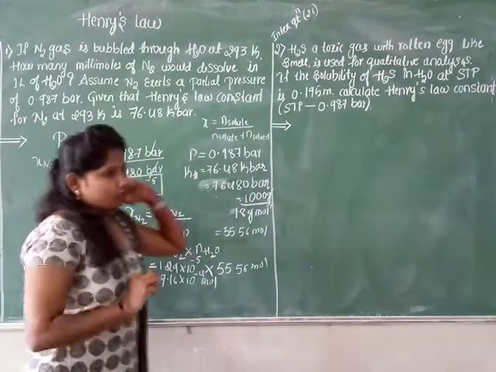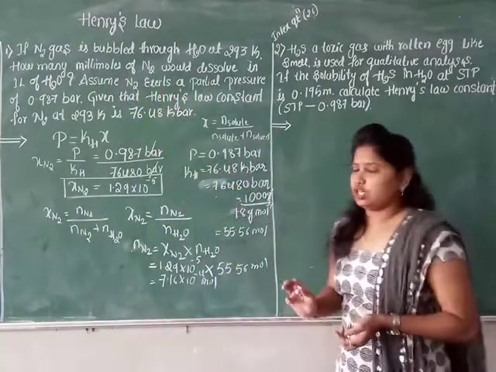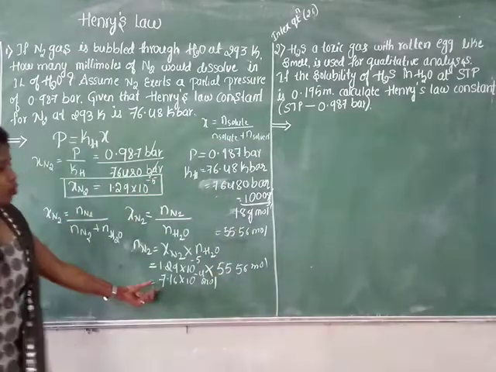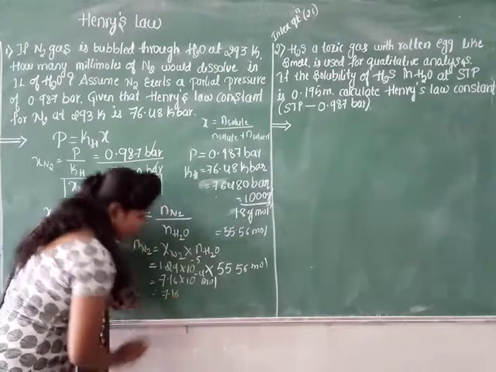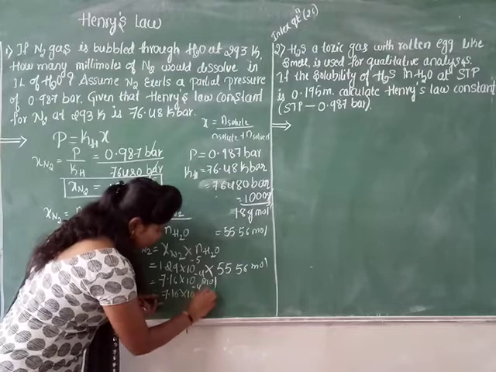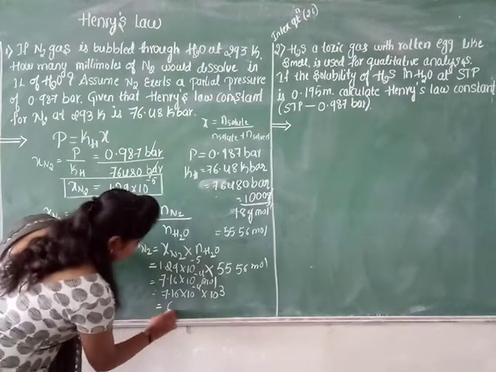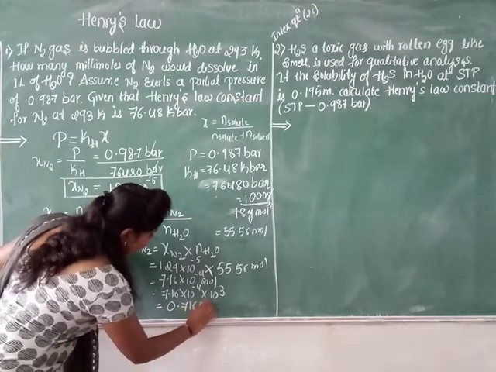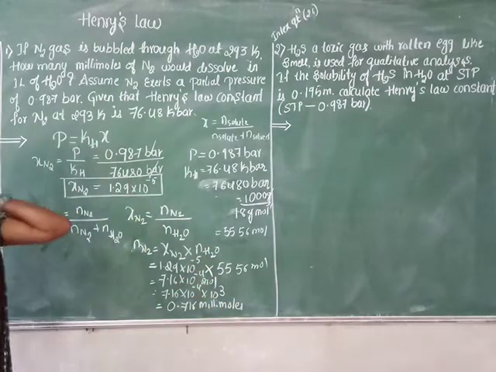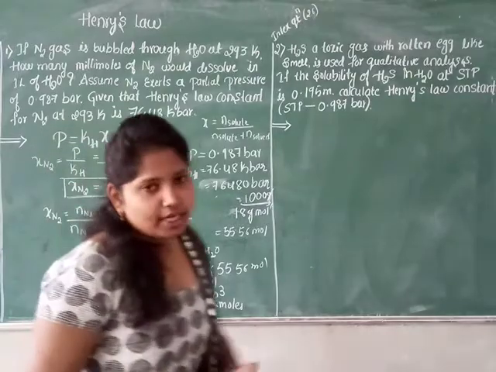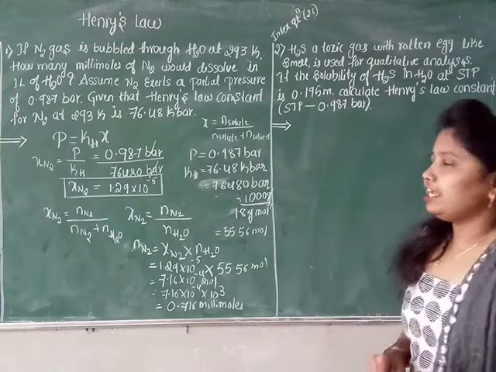But in the question, what have they given? They have asked us to calculate the number of millimoles of nitrogen gas. Now I would like to convert these moles into millimoles. I will multiply by 10 to the power 3: 7.16 into 10 to the power minus 4 into 10 to the power 3. So you will get 0.716 millimoles. So it means 0.716 millimoles of nitrogen gas is dissolved in the 1 liter of water.